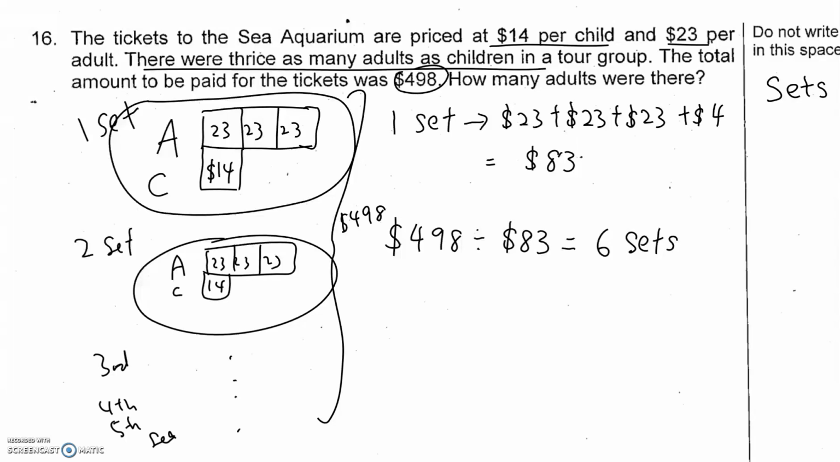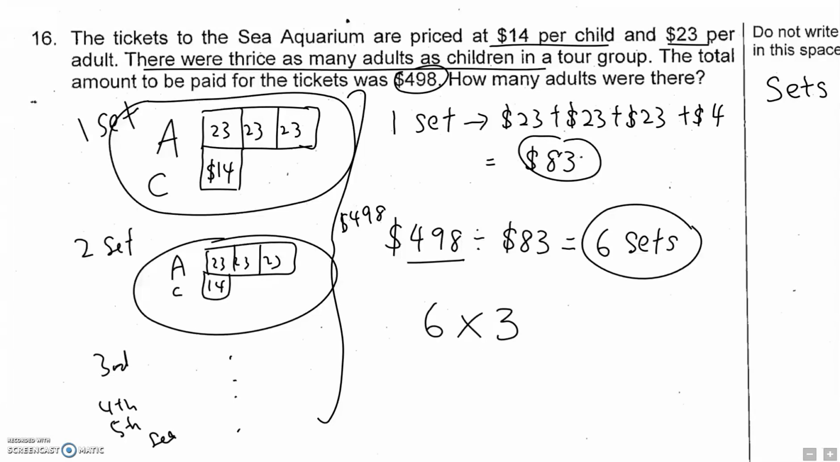In every set, there are 3 adults. Okay, one set is $83. A total of $498 was being paid. We know that there are altogether 6 sets. And in each set, there are 3 adults. Okay, so 3 adults, 3 adults, 3 adults, altogether 6 sets of it. We will get the total answer 18 adults as the answer. So this is a sets question. If you're unsure, always go back to your MSP. We try to group things into a set. One set, one set, one set. Okay, child and adult together.